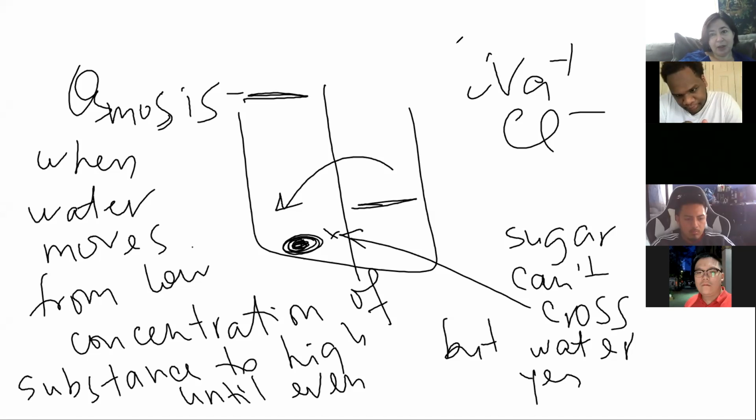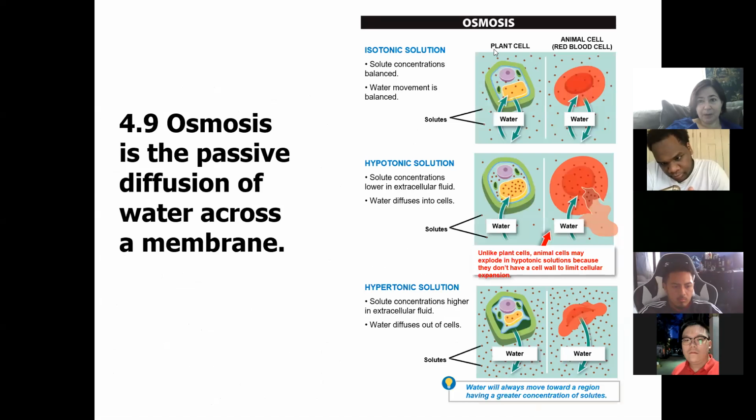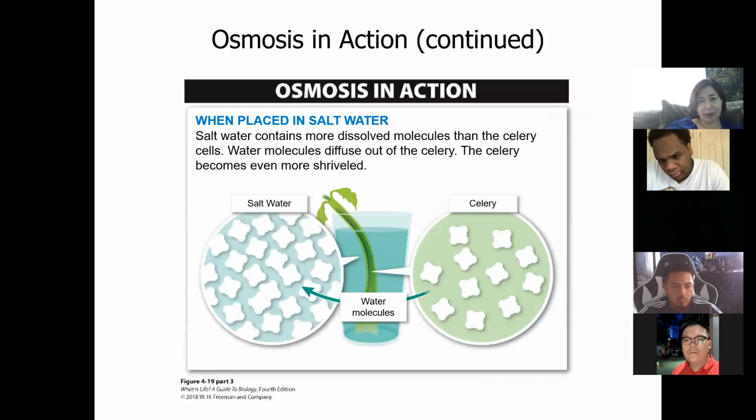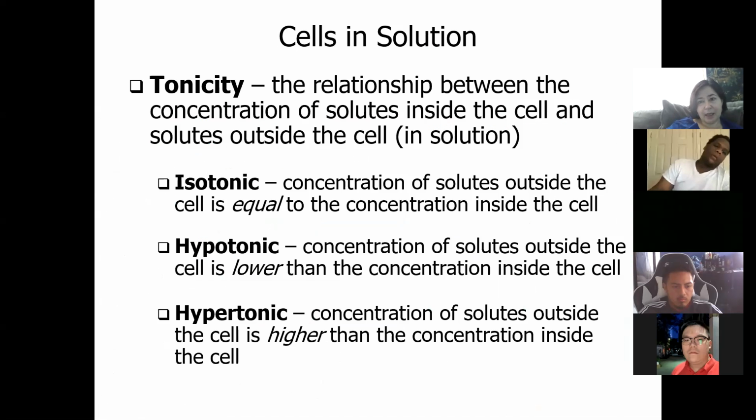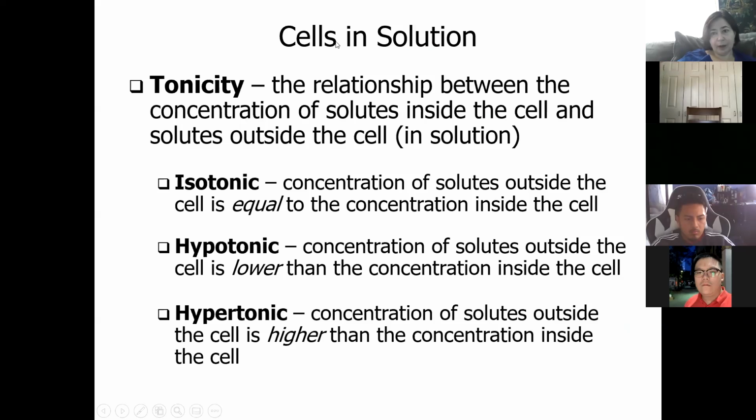So let me just show you here. This is isotonic and hypertonic, and basically there's something called tonicity. Tonicity is the amount of solutes inside the cell and outside the cell. Iso means equal, hypo means lower, hyper means higher. And I'll go back to the whiteboard and show you.